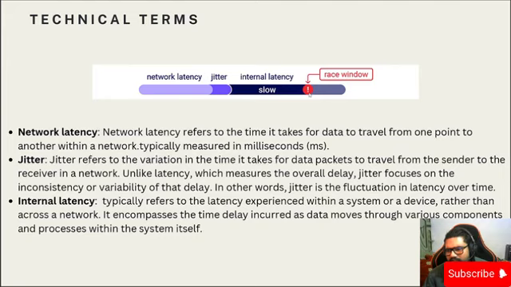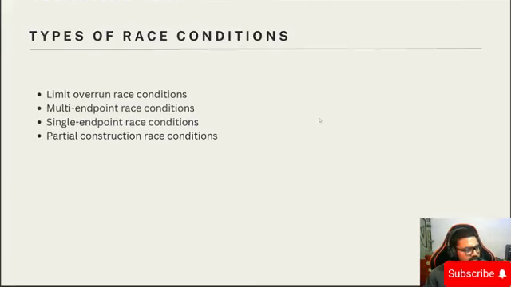So these are some technical terms we should know. So let's move to another. Now here are the types of race condition. Race condition also has its types. The first one is limit overrun race condition, then multi-endpoint race condition, single endpoint race condition, and partial construction race conditions. So these are all the types, and we will see them in upcoming lectures.